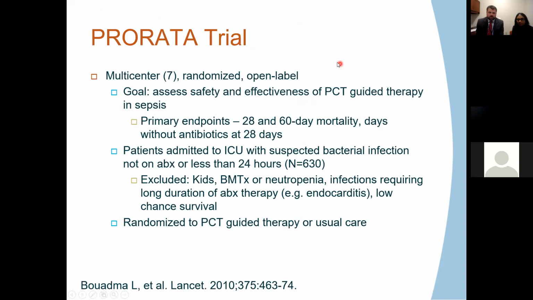And this was a study in Lancet in 2010. This is a very important study for procalcitonin. This was a multi-center randomized open label study. They were looking at the safety and effectiveness of procalcitonin. They looked at endpoints with mortality and antibiotic use. This slide has a lot, but the main thing they looked at was mortality and antibiotic use. They excluded children, bone marrow transplant, and neutropenia. Procalcitonin can still be used in that population, but it wasn't used in this study.